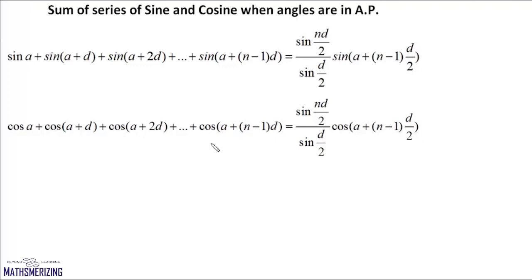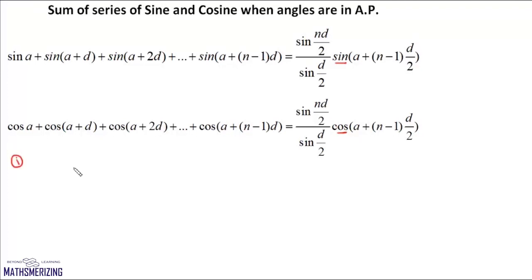So between the two formulas, if the series is sine, here we'll have sine, and if the series is in cos, then here we'll have cos. Everything else is just same. Now we'll start proving the formula. We'll prove the formula by two methods, and the first method is using trigonometry.